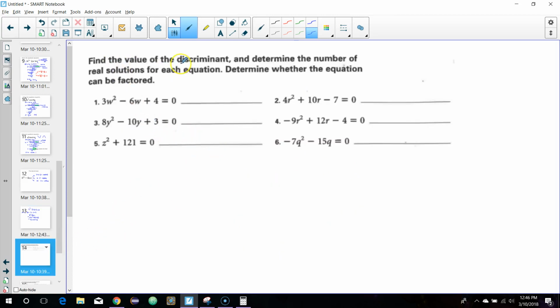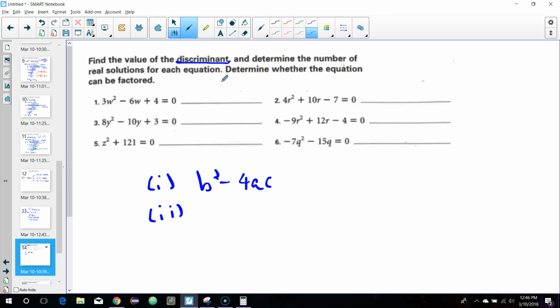So find the value of the discriminant. For a question like this, they're asking you to first do the b squared minus 4ac. Second, determine the number of real solutions. Basically, real solutions: do I get 2, do I get 1, or none? So I have to answer that. Determine whether the equation can be factored.